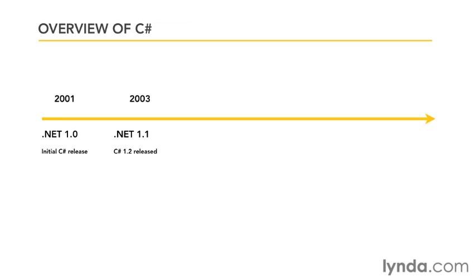And that was when C Sharp 1.2 was released. Not a whole lot of different changes between the initial C Sharp release and 1.2, a couple of cleaning up things they did in the language. But 2005 is when things began to get interesting. That was when .NET 2.0 came out, and .NET 2.0 introduced some neat little things into C Sharp, things like generics and anonymous methods and iterators and nullable types.